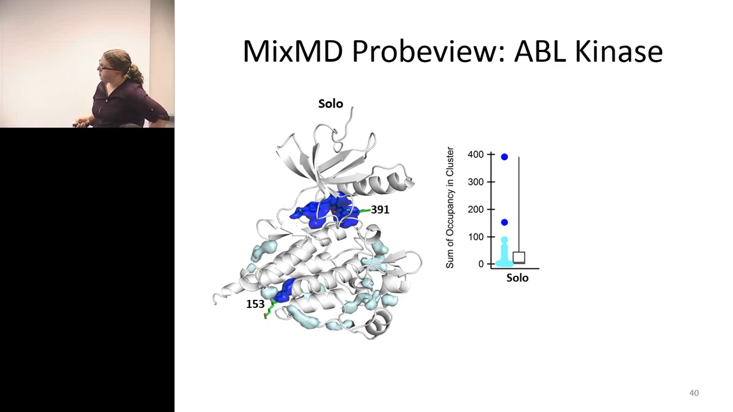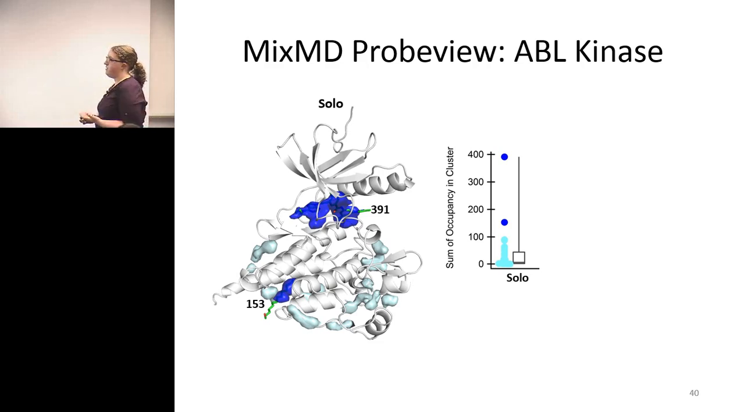So you can see that for the solo simulations, we identify the active site as the site with the total highest occupancy. The next highest ranked site corresponds to the allosteric site. And then you can see that all of the other sites have a smaller total occupancy.